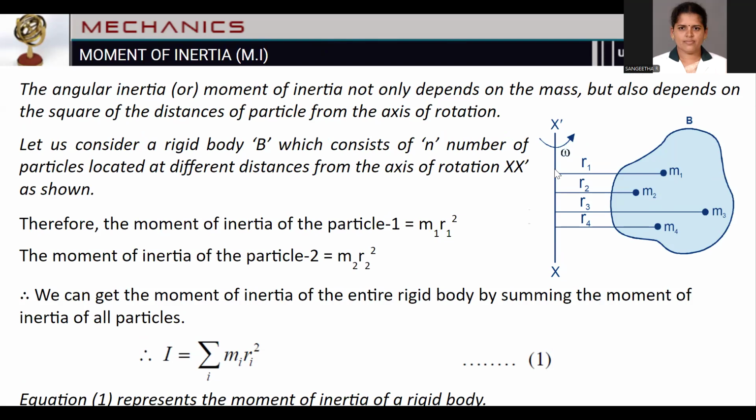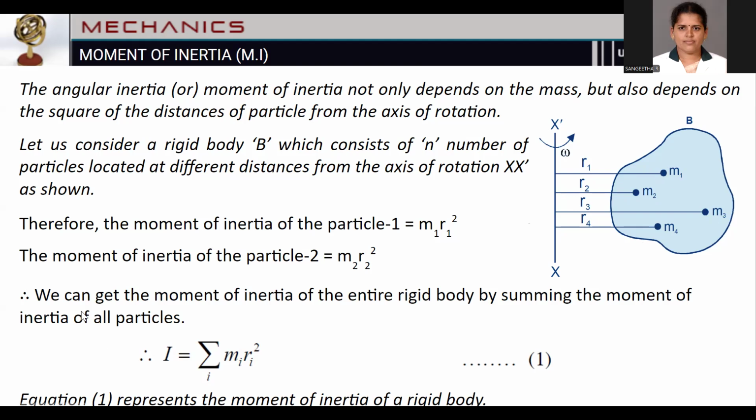So here we consider a rigid body B, and this rigid body consists of a number of particles. All these particles are located at different distances from the axis of rotation x dash. This is particle 1. It has a mass m1. It is at a distance of r1 from x dash. And this is particle 2. The mass of the particle is m2. It is at a distance of r2 from x dash. And like that, we have several particles.